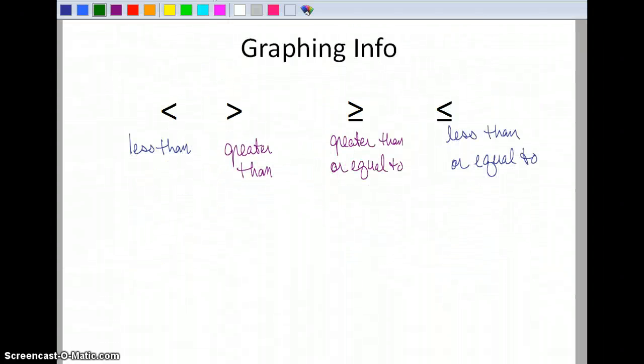Okay, now let's look at things we need to know when we're graphing. Now first of all, this symbol means less than. This one is greater than. When I graph this, I'm going to have an open circle on my line graph. Now with greater than or equal to and less than or equal to, I'm going to have a closed circle. So that means I'm going to make my circle and I'm going to fill it in.